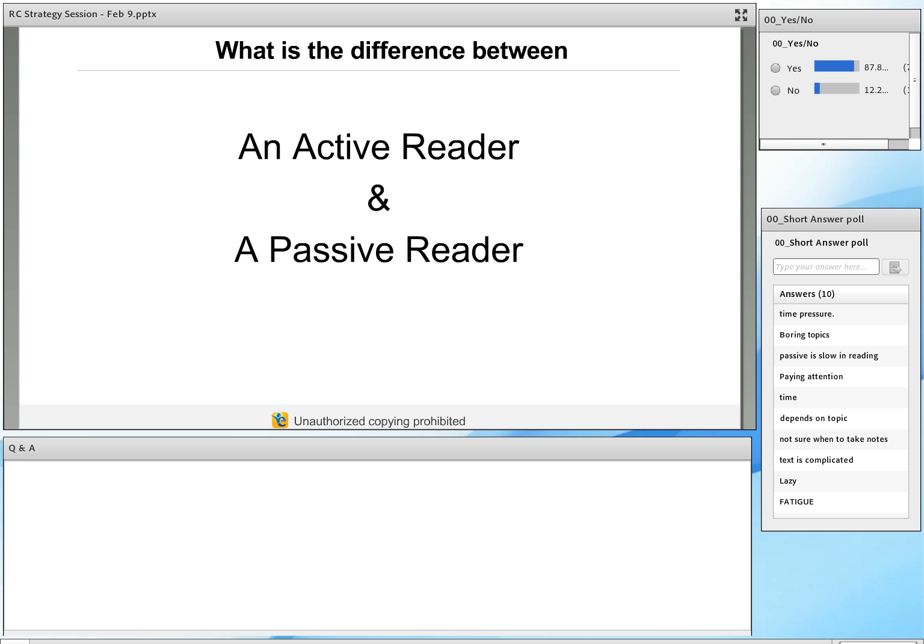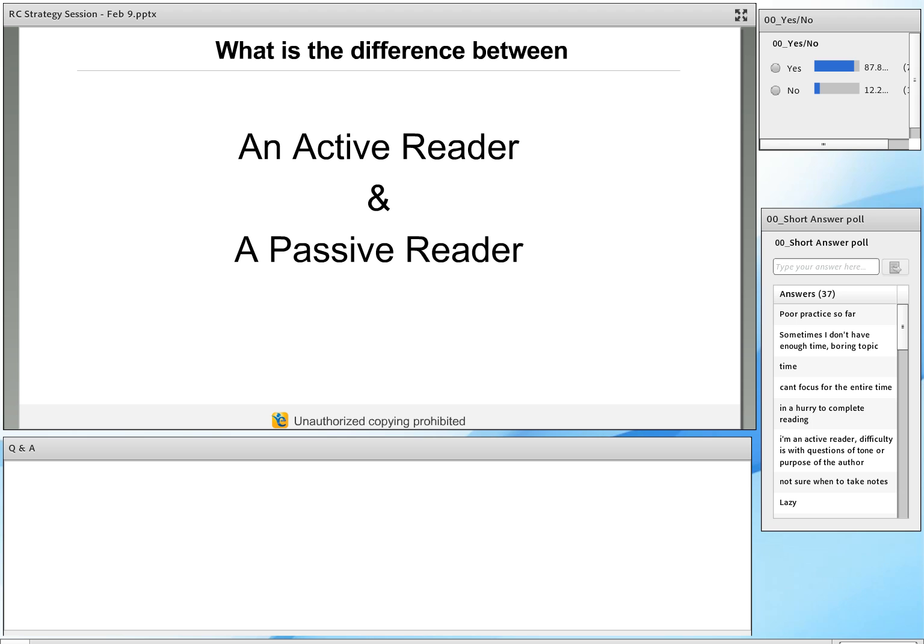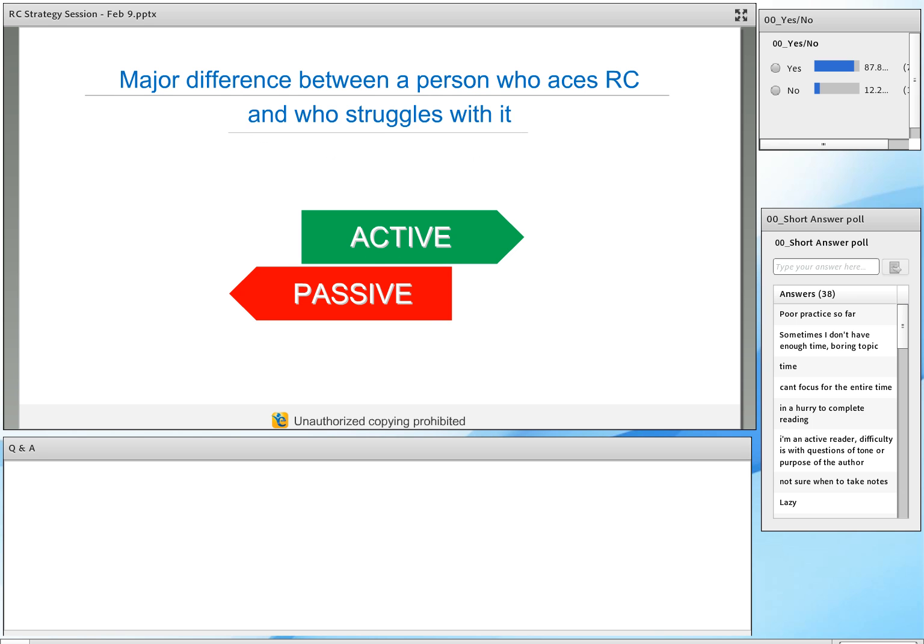And this is where the crux of the whole problem lies. Not sure when to take notes, less time, concentration, lazy, text is complicated, not enough time, depends on topic. All right. So I don't believe we've come very close to understanding the cause of the problem, but we are not there yet. And that's where I'm going to help you out. You're absolutely right that an active reader is the one who's going to be doing well in RC versus a passive reader who is going to struggle with RC.